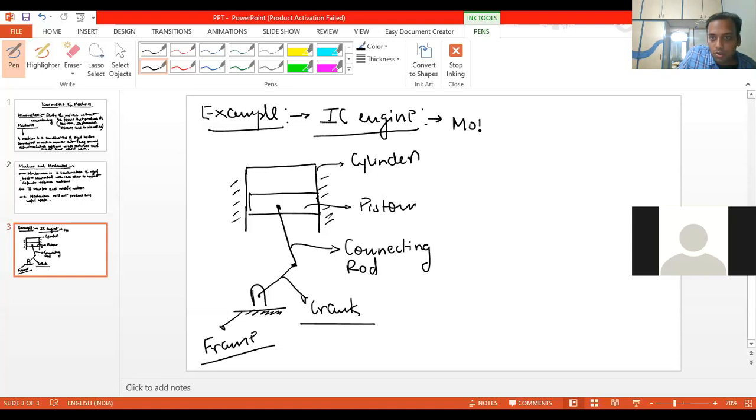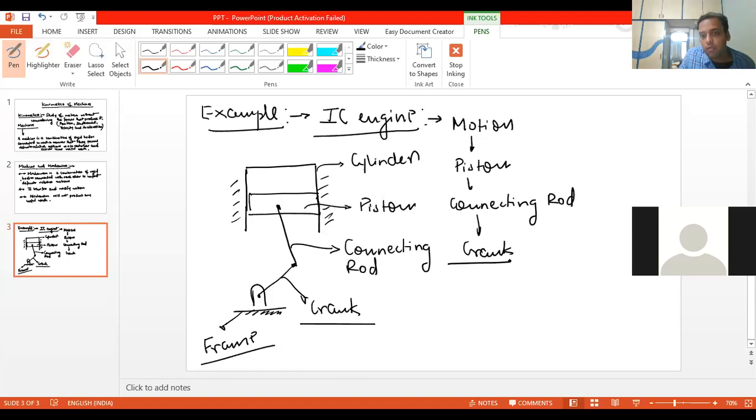So motion is being transferred from the piston to the connecting rod, and then to the crank. Finally, from the crank, the motion is again sent to the crankshaft, and from the crankshaft, the motion is transferred to the flywheel. Here you can observe the crankshaft rotating in its crank pin bearings.